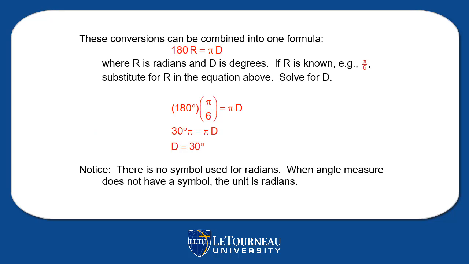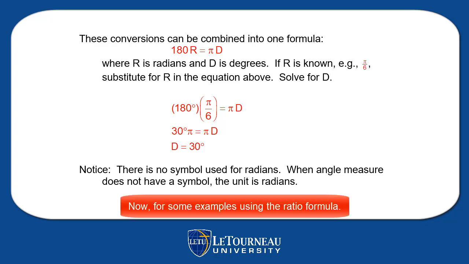Okay, these conversions can be combined into one formula. r over pi equals d over 180, where r is radians and d is degrees. If r is known, for example, substitute r in the equation and solve for d. Notice that there is no symbol used for radians. When angle measure does not have a symbol, the unit is radians.